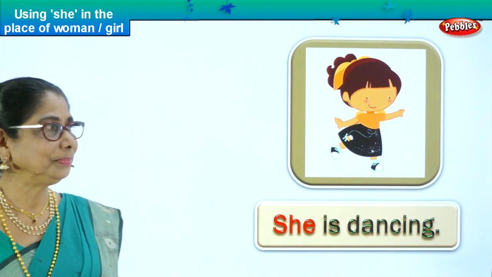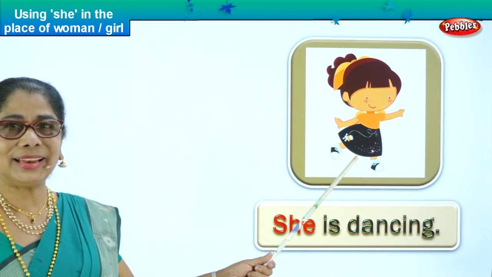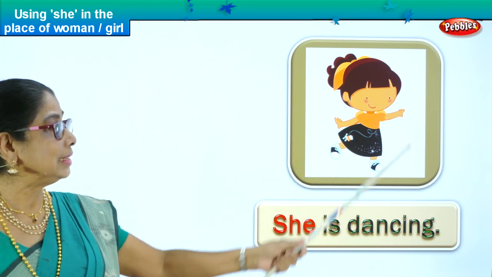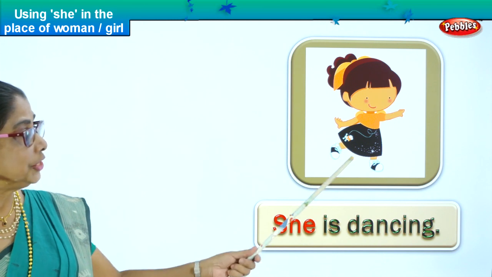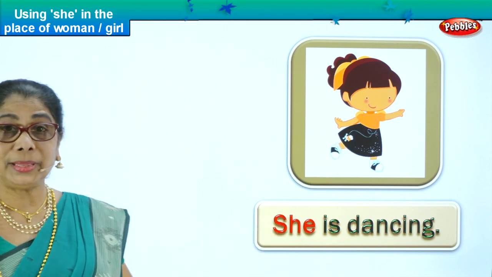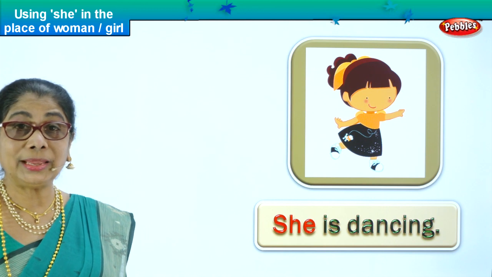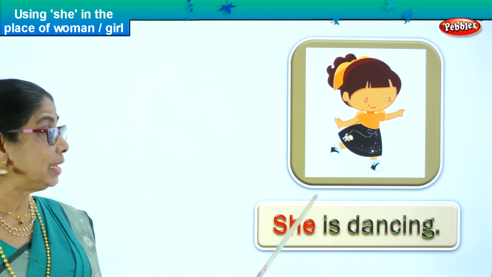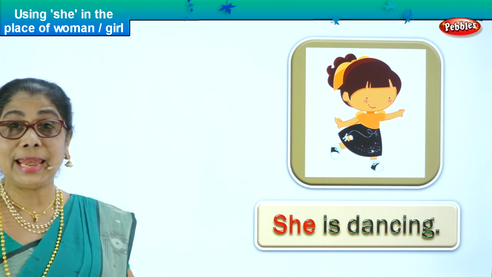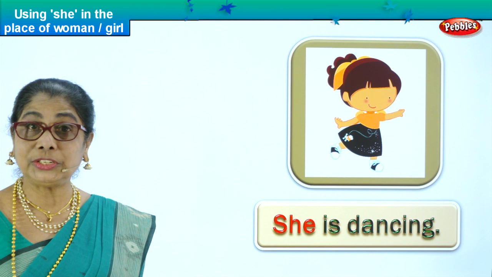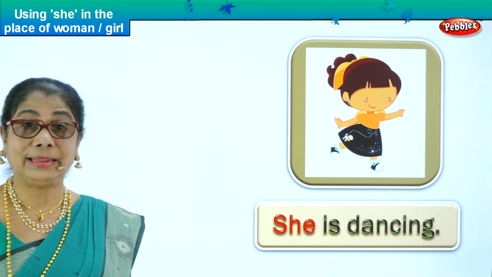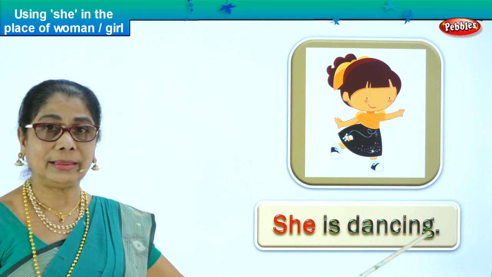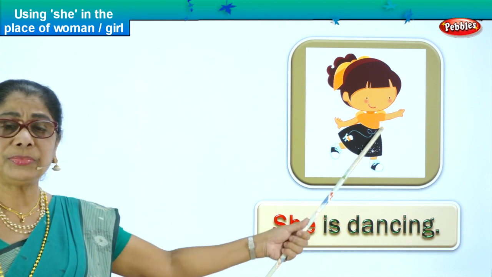Here we are. Look, the cute little girl. Yes, the cute little girl. She dressed up so nicely. What is she doing? She looks so happy. What is she doing? Dancing. She's so happy dancing. We use "she" instead of this girl's name. So what are we doing today? Use of "she", the sentence. Look, she is dancing. Read the sentence for me.